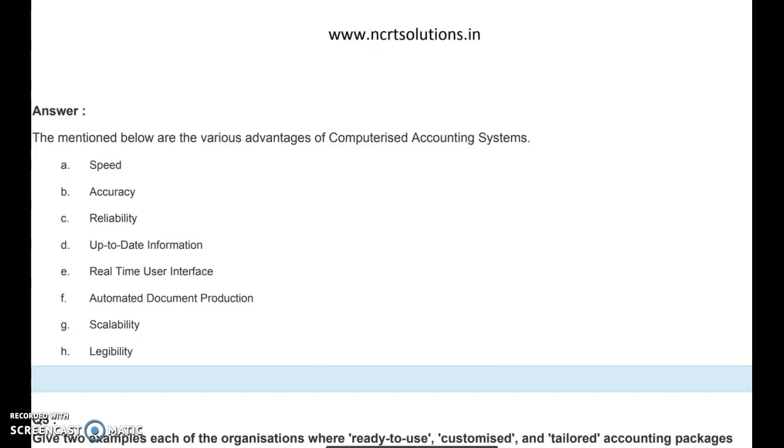Automatic document production: if you want to generate any report on the basis of the data which is there in the computer, you can automatically generate the report. Scalability means the level of increase or decrease in scale. You may do the work at a high level, you may do it at a lower level depending upon your requirement. Legibility means that it is also legally authorized to have the understanding of that information which is generated through the computer. I will continue in my next video relating to the other aspects of the computerized accounting system or the very important database management system.